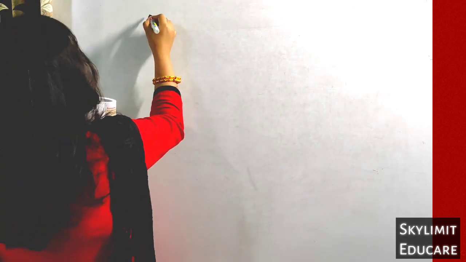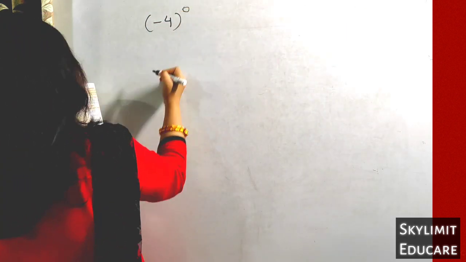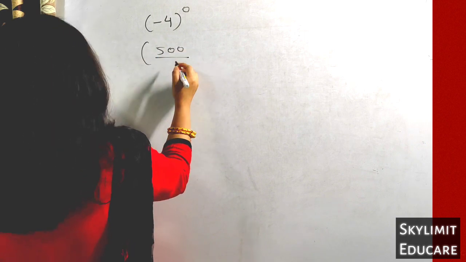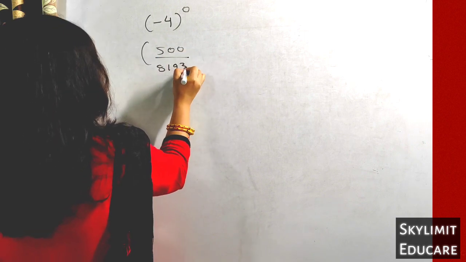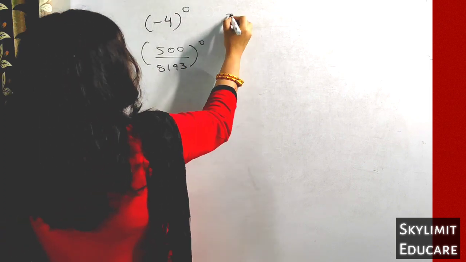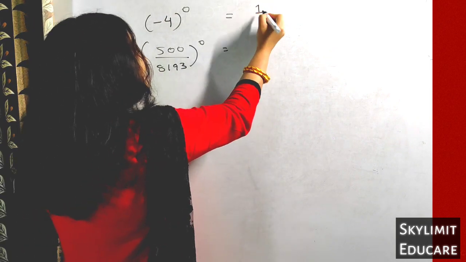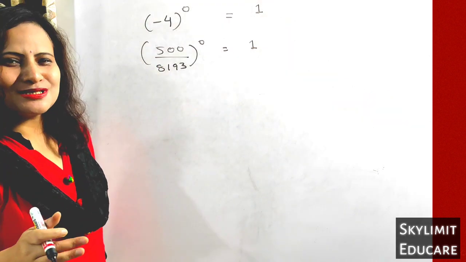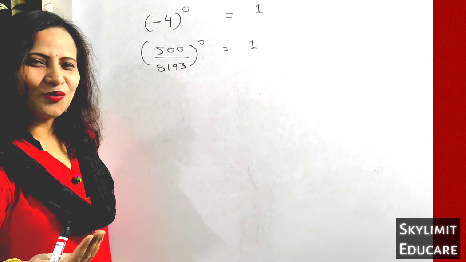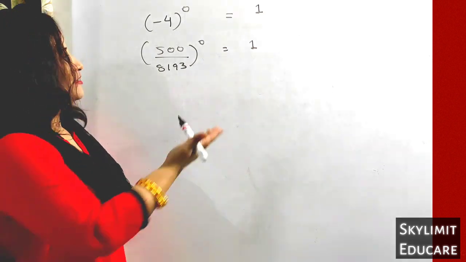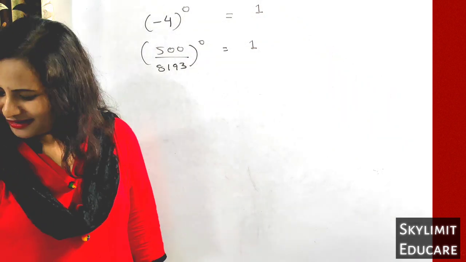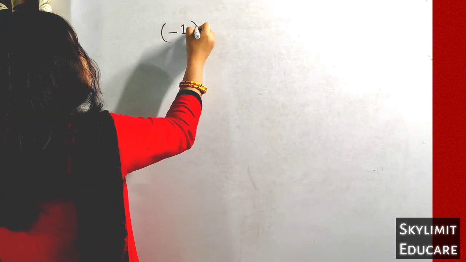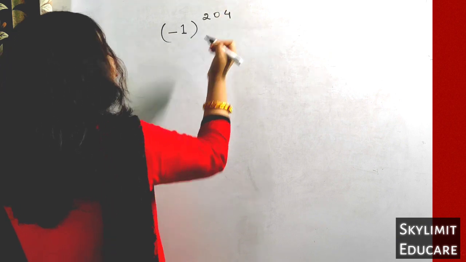Suppose you have a question like minus 4 to the power of 0. Okay. You have a question like 500 8,193 whole to the power of 0. Simply write 1. Yes, because any number raised to the power of 0 is equal to how much? 1 only. The answer is directly 1. Very simple. Okay. So a question like this, minus 1 to the power of 204.